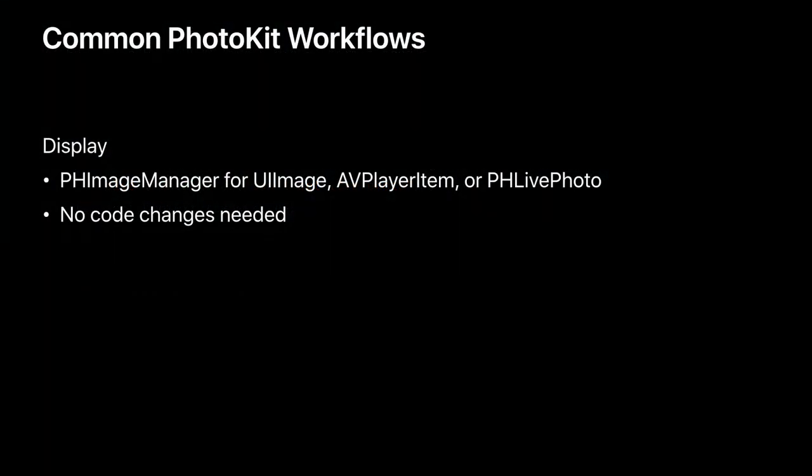Okay, let's move over to the common workflows with PhotoKit. When displaying content from your photo library, you use an object called the PH Image Manager. And this provides you with one of three things. You could get a UI image if it's an image, a player item if it's a video, or a PH live photo if it's live photo content. Here you don't need to make any changes because all of these are high-level abstractions in which you don't care where the sources came from. All you're doing is displaying them. No code changes needed here.